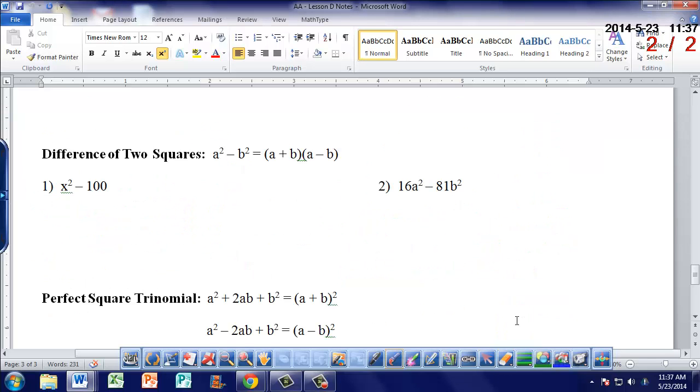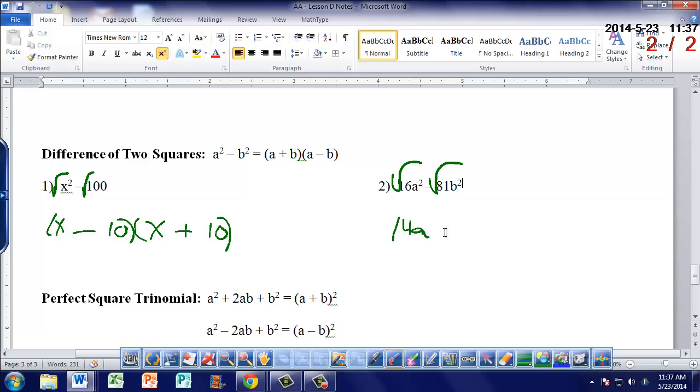Moving on, this is very simple. All we're going to do is square root each of these. One parenthesis is going to be a minus, one parenthesis is going to be a plus, so we get x minus 10, x plus 10. Here, square root both of these. Now I recognize this because it's subtraction and because they're both perfect squares. So we get 4a minus 9b and then 4a plus 9b.